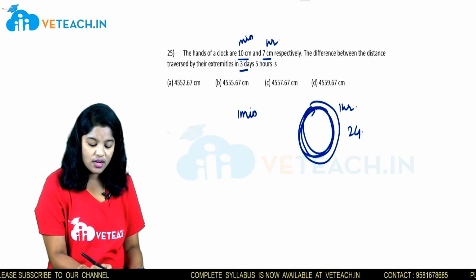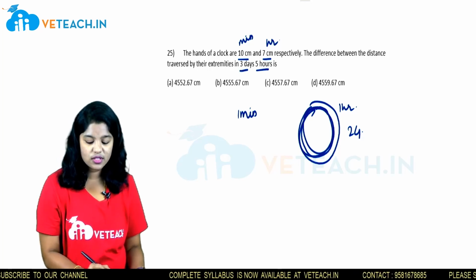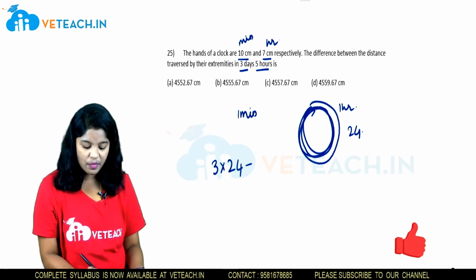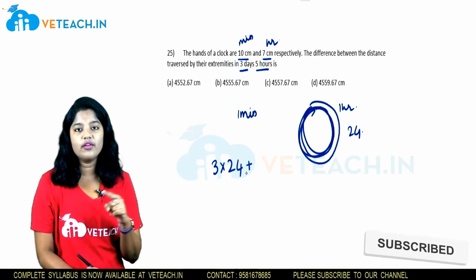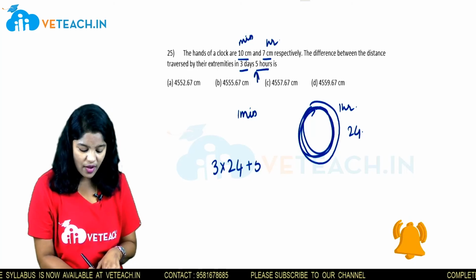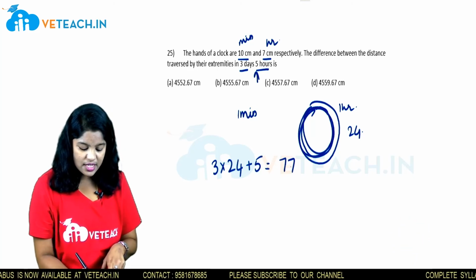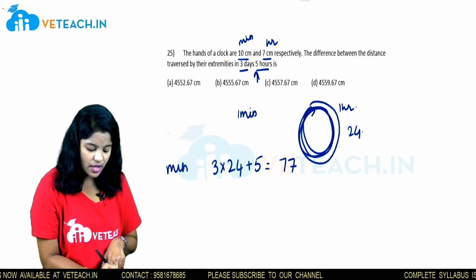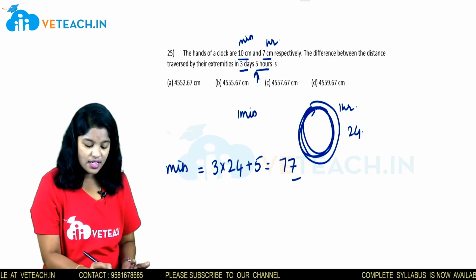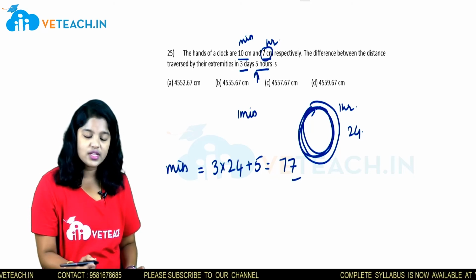But here they have given 3 days and 5 hours. So for 3 days it will revolve 3 into 24 times, plus per 1 hour it will take 1 revolution. Here extra they have given us 5 hours, so plus 5 times. That is nothing but the minute hand will revolve 77 times for 3 days 5 hours. Next one is the hour hand.